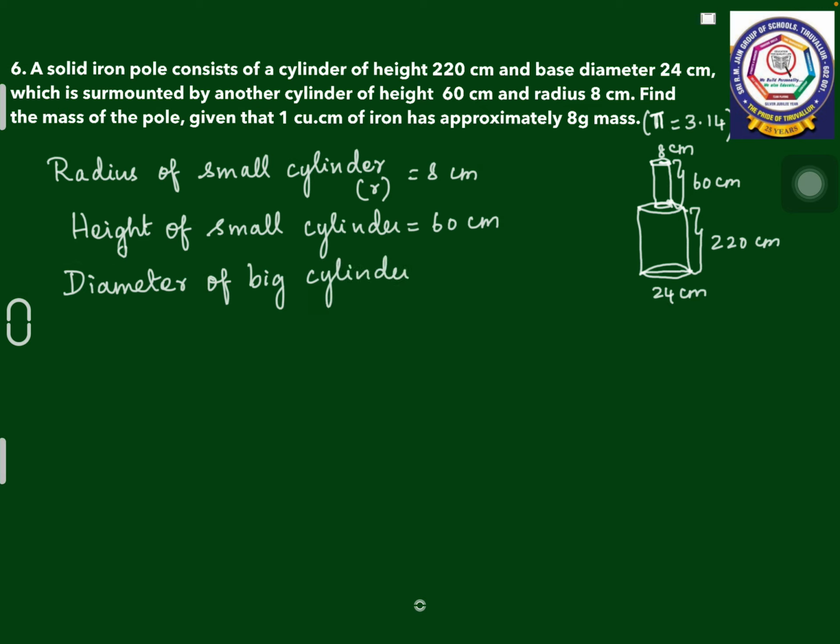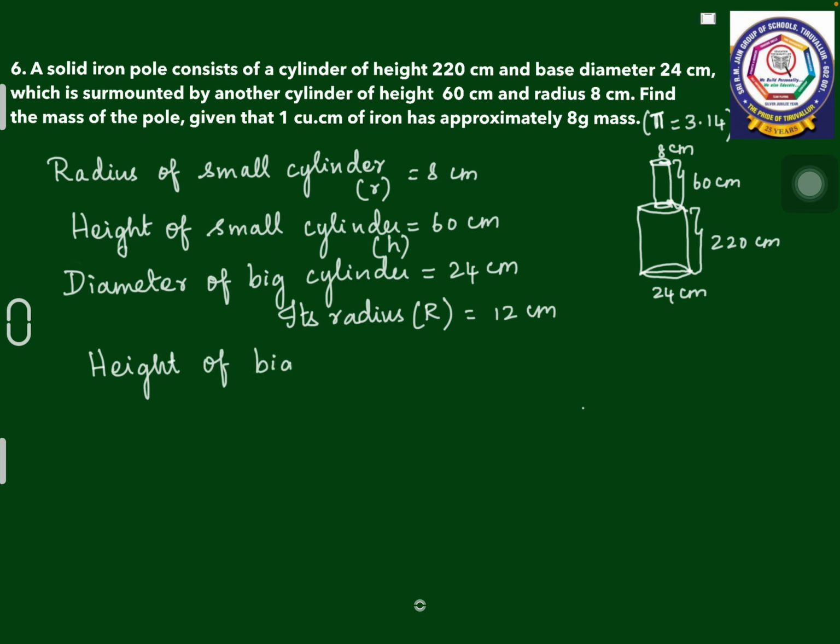So diameter is given 24 centimeter, so its radius will be 12 centimeter. I will use capital R to differentiate the two radii. The height of the small cylinder I take as small h. So the radius of the big cylinder is 12 centimeter and the height of the big cylinder is also given. What is the height of the big cylinder? It is given as 220 centimeter.